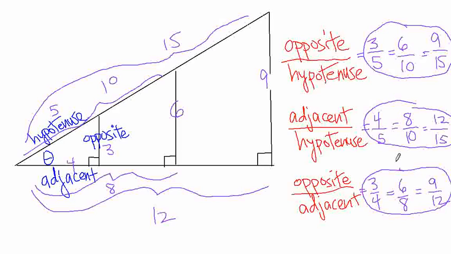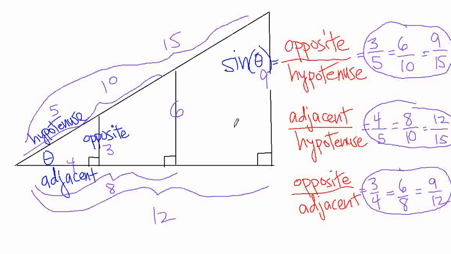Now, this is a big deal, and this is very useful. We have names for these ratios. The opposite over hypotenuse, that's called the sine ratio, or the sine function. It's a function of theta. The way that we would write it is sin, that represents the sine function. So the sine of theta, that function is equal to this ratio.